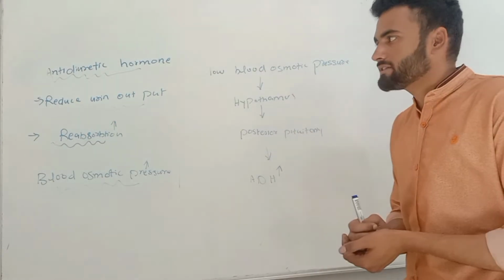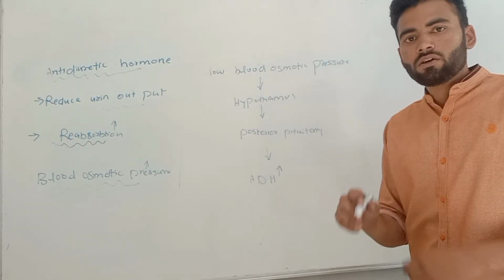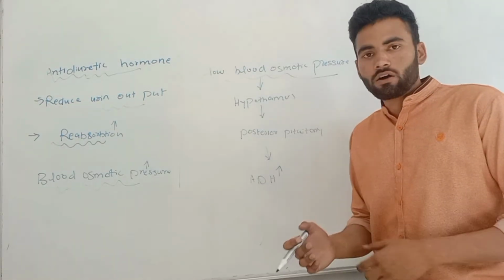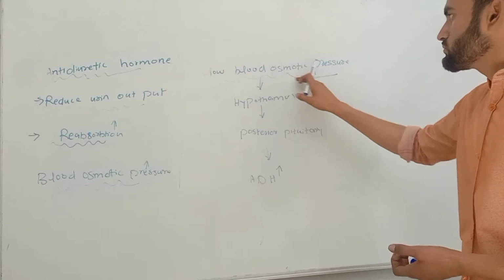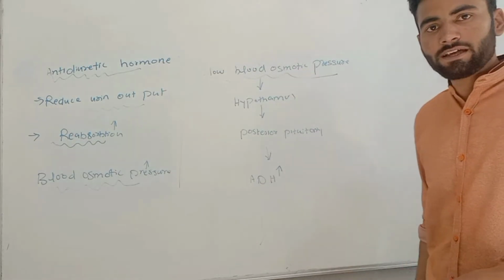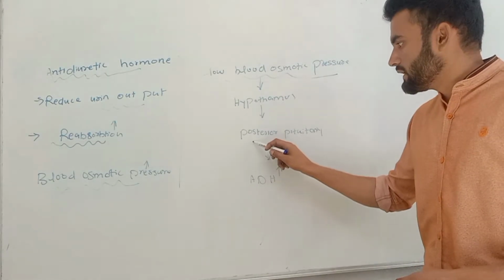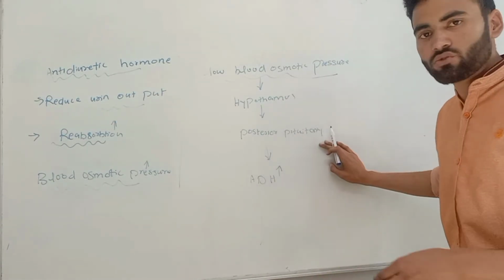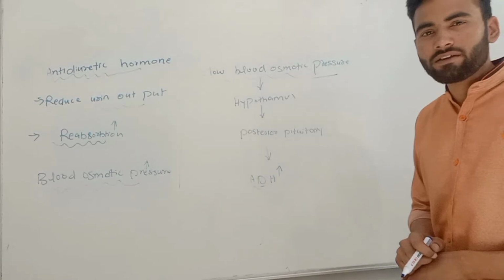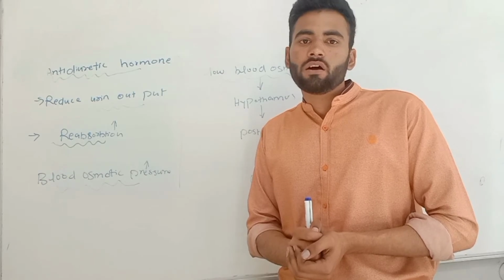So let's look at the stimulation. What is the stimulation for the secretion of the antidiuretic hormone? Whenever the blood osmotic pressure is low, for example, when a person is on a fast, then their blood osmotic pressure is low as compared to normal persons. So this will stimulate your hypothalamus. Then the hypothalamus will release a hormone that is going to activate the posterior pituitary, and this posterior pituitary will release the ADH, the antidiuretic hormone, that performs the function to maintain the osmotic pressure of the blood.